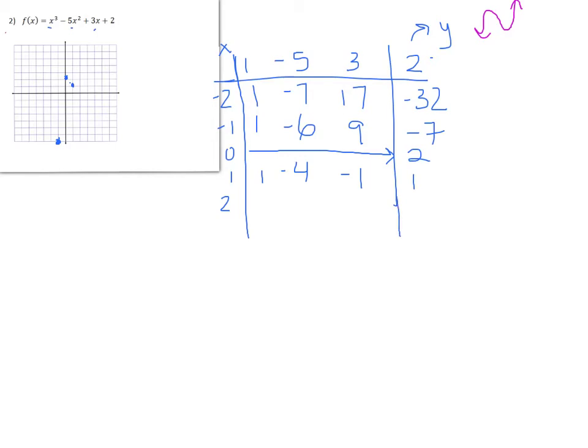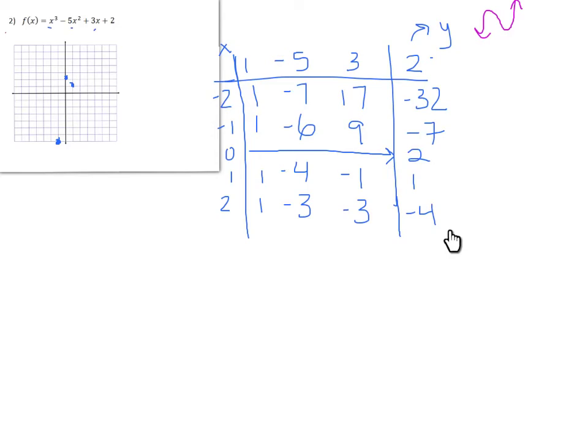Alright, and then we will do our 2. We drop down the 1. 1 times 2 is 2, plus negative 5 is negative 3. Negative 3 times 2 is negative 6. Negative 6 plus 3 is negative 3. Negative 3 times 2 is negative 6, plus 2 is negative 4. So now we also have the point 2, negative 4.